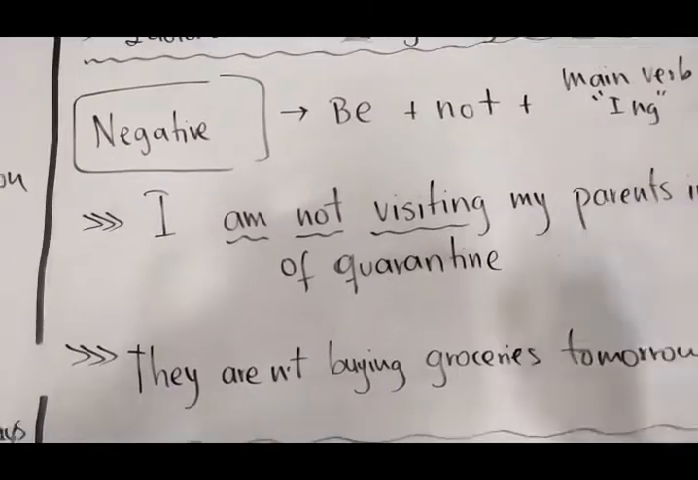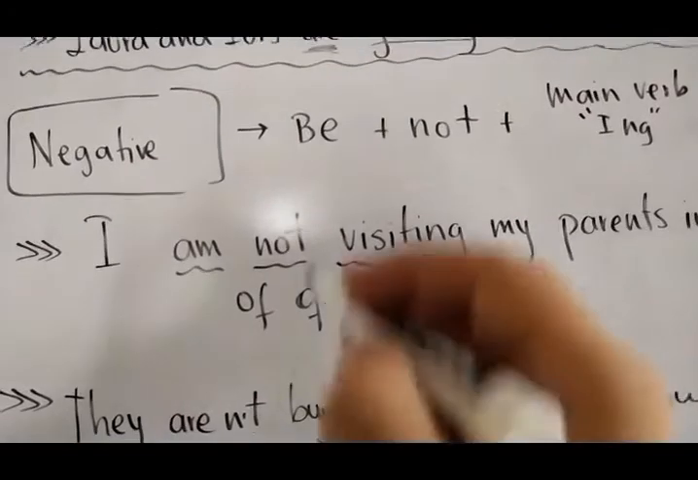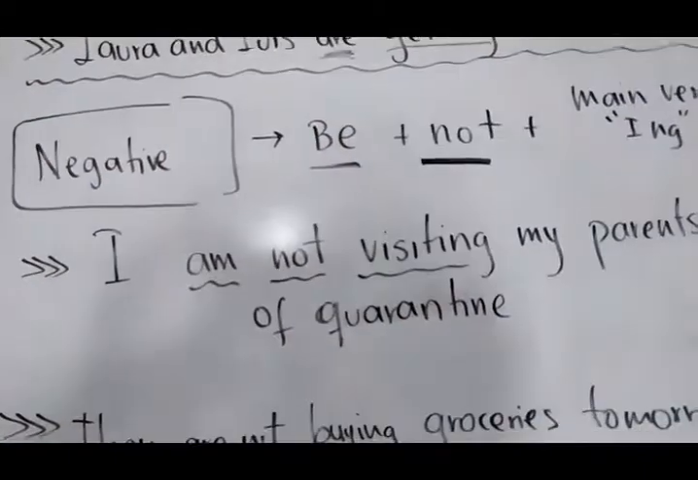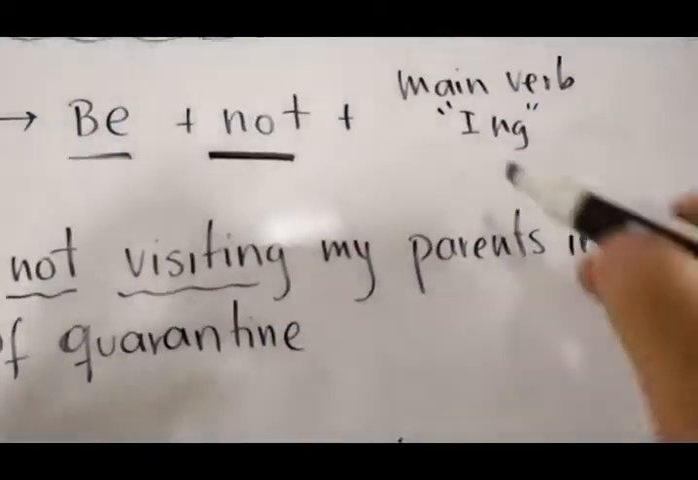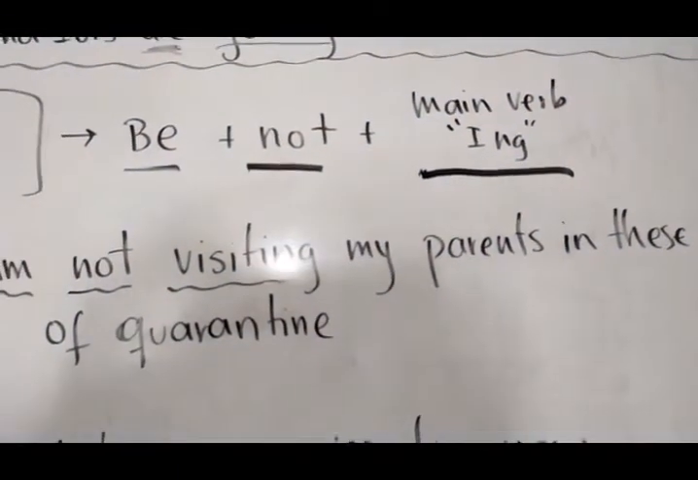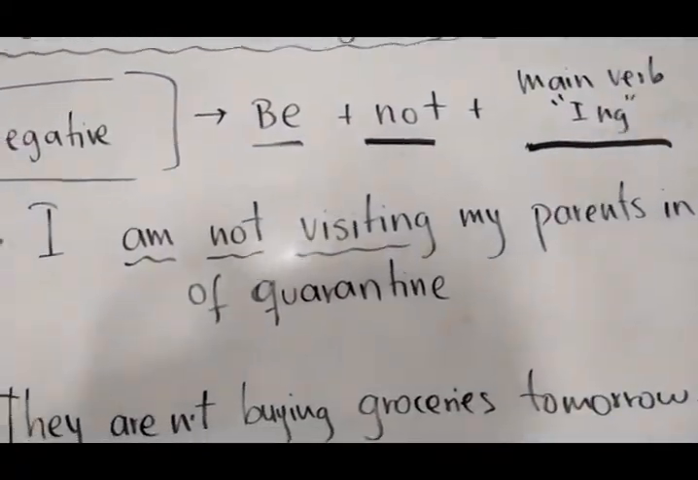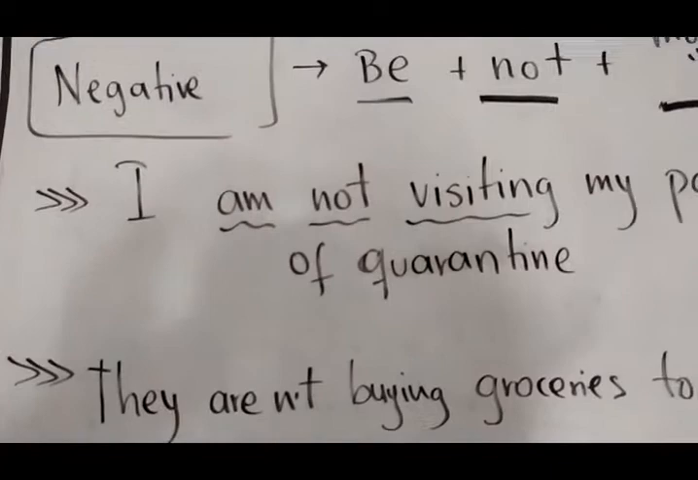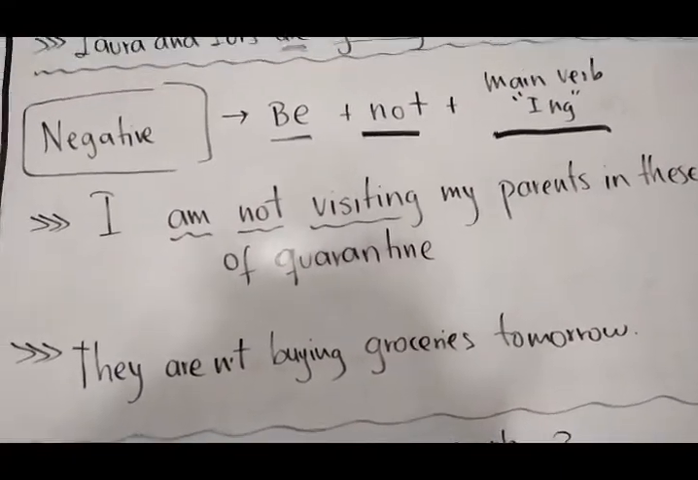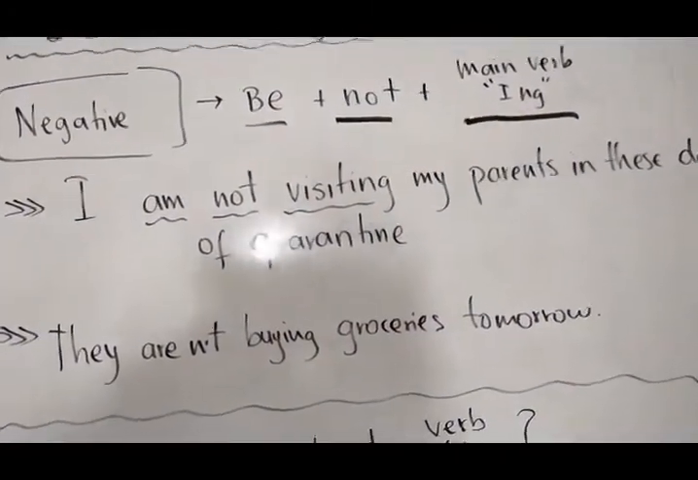Well, now let's move to the negatives. In the negative sentences using present continuous, we use the verb to be, the negative particle not, and as well as in the affirmative, the main verb with the ing. So that is the form: verb to be, not, and the verb with ing. Let's see an example. I am not visiting my parents in these days of quarantine. So, yo no estoy visitando a mis papás en estos días de cuarentena. So that is a negative sentence.